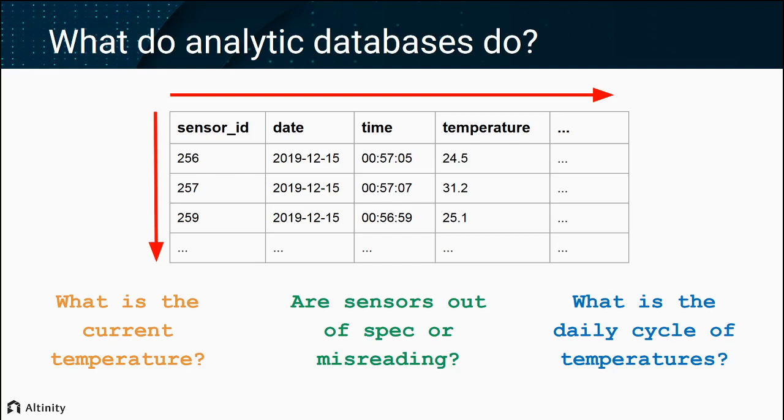For example, taking this simple example that I'm showing you here, which is a table of sensor data, including the time that it's taken as well as the temperature, we can ask questions like, what's the current data across one or more sensors? Are there particular sensors out of spec or misreading? And what's the daily cycle of temperatures? So the questions could be very open-ended, something that, for example, a human analyst would be doing. They could also be questions that are being answered or asked by other applications. So for example, an application that needs to take action based on the temperature in certain locations.